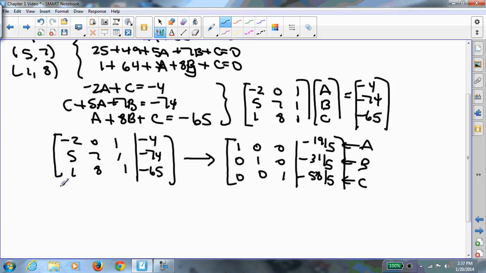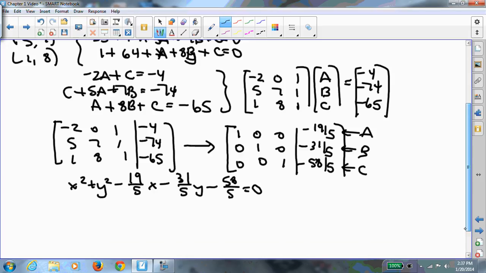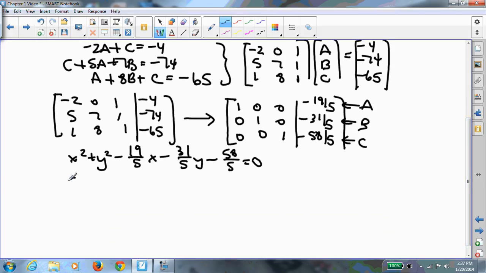So my final equation for the circle would be x squared plus y squared minus 19 fifths x minus 31 fifths y minus 58 over 5 equals 0. Or if you prefer, we can multiply everything by 5 and get a more standard equation for a circle. 5x squared plus 5y squared minus 19x minus 31y minus 58 equals 0.